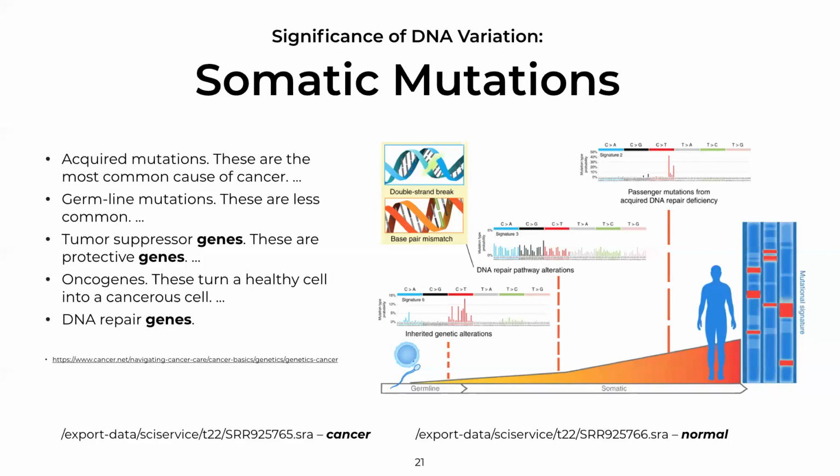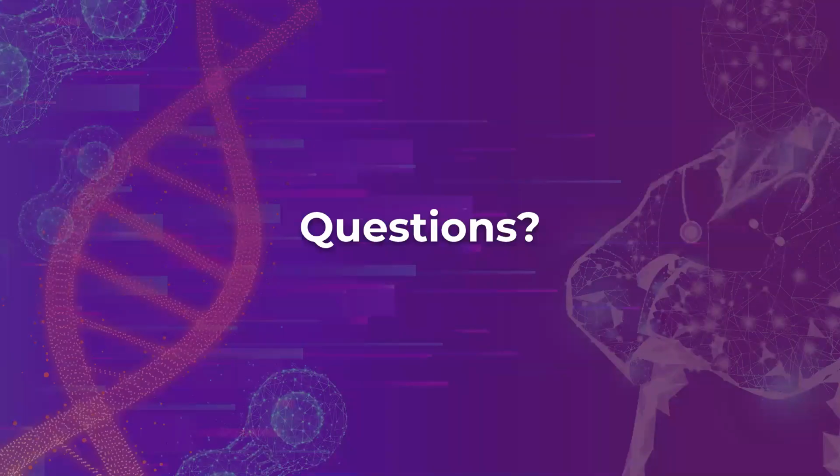And then tumor suppressor genes are protective genes. Oncogenes turn a healthy cell into a cancerous cell. Those are a description of some of the things that we talked about in the quiz earlier. Regarding that part of the material, does anyone have any questions?